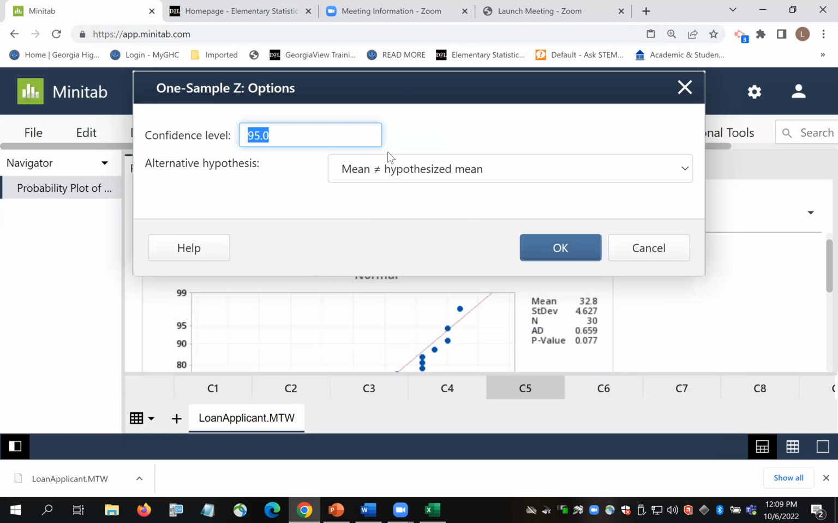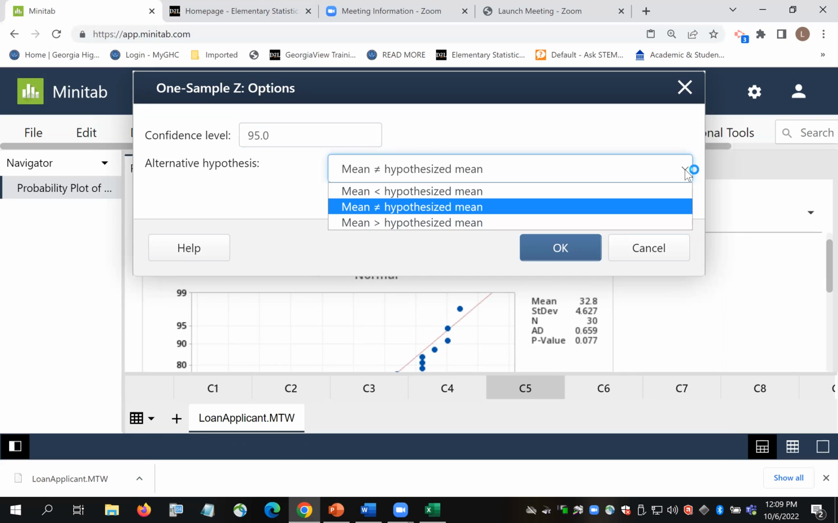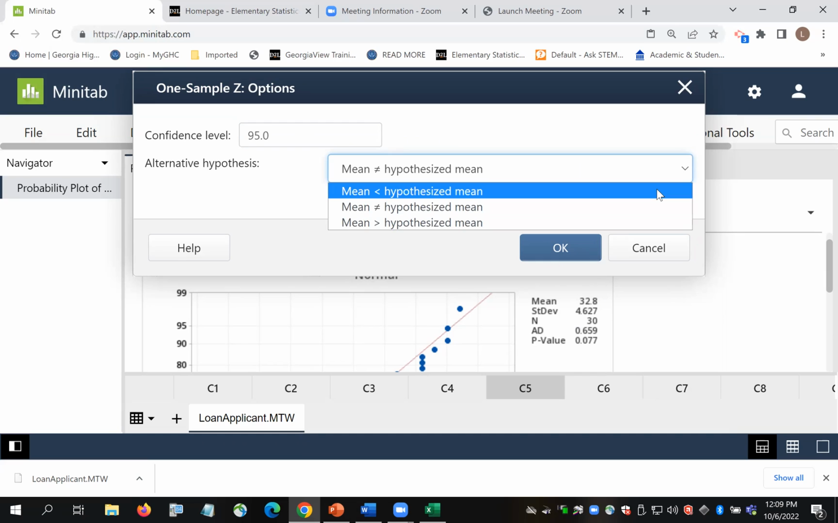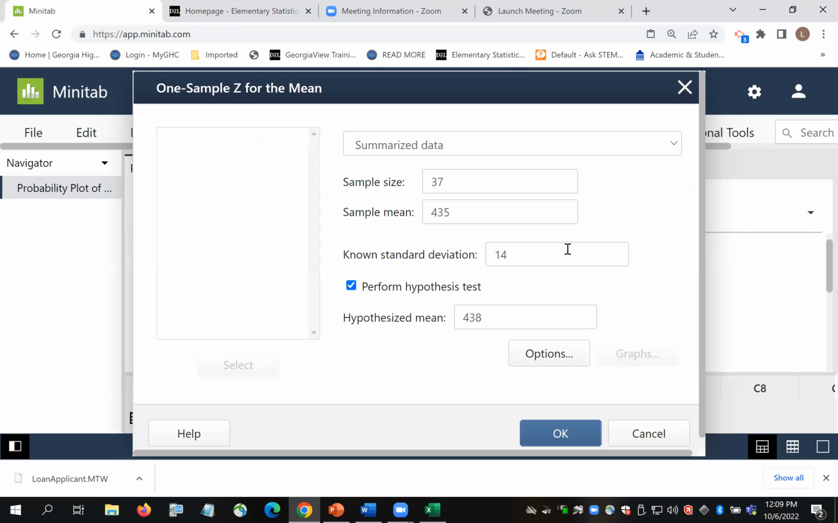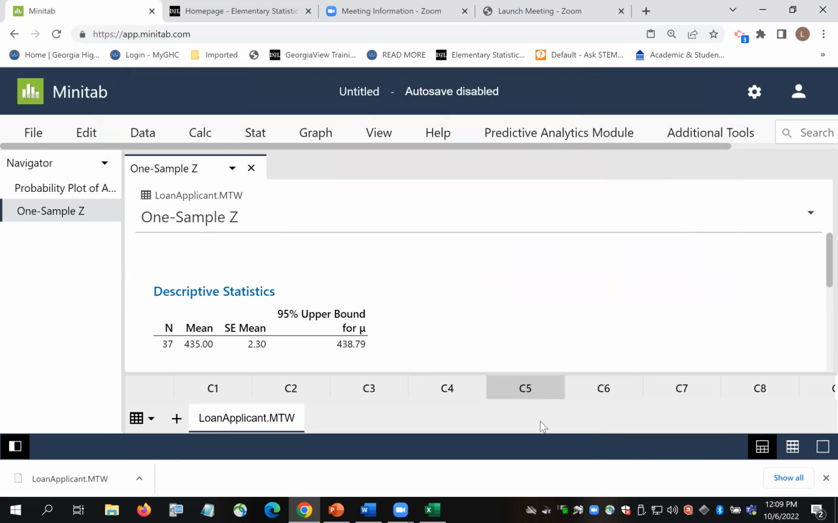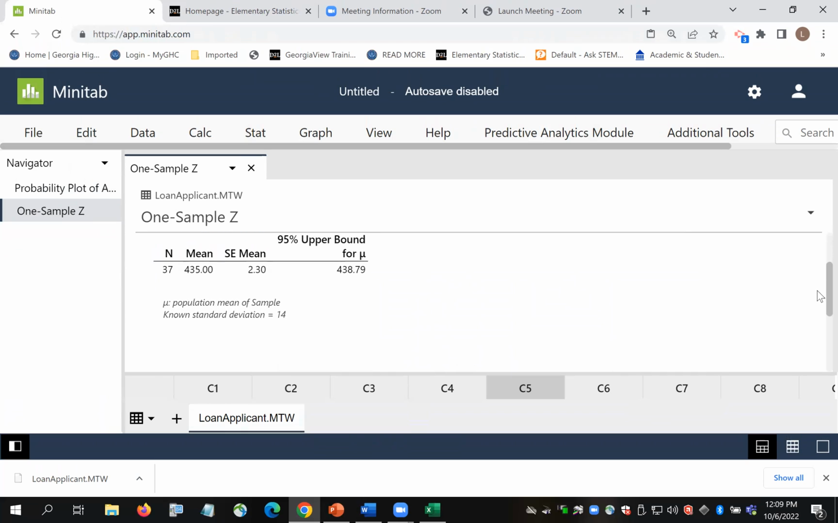I then go to options. My significance level was 0.05, which means my confidence level is 95. And then I have to choose the symbol in the alternative hypothesis. We were looking at less than. So I'm going to change it to less than. Don't get too caught up today because we're getting short on time. We'll look at some more examples. Okay, but we choose less than. I click OK. I click OK again, and it comes up, and I get a variety of information.